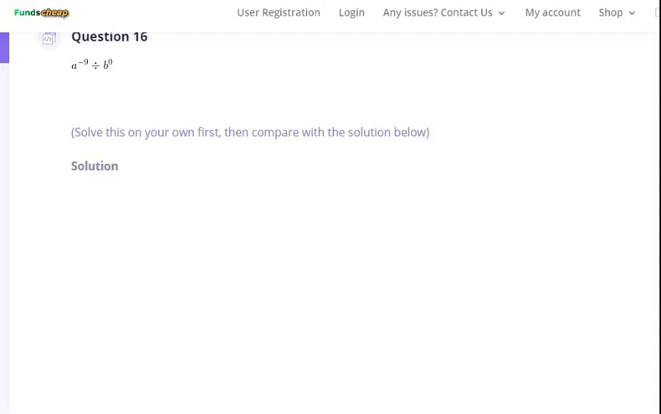Looking at this question, the solution is very simple. I could have just said b raised to power 0 is 1, so a raised to power minus 9 divided by 1 is a raised to power minus 9. Automatically we solve that. But no, we have to break it down so that you understand this very well.